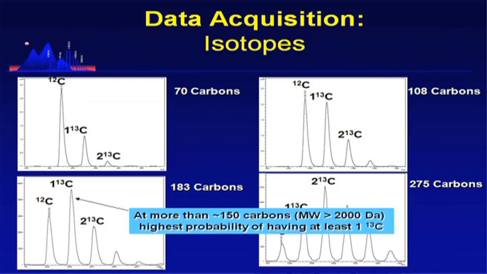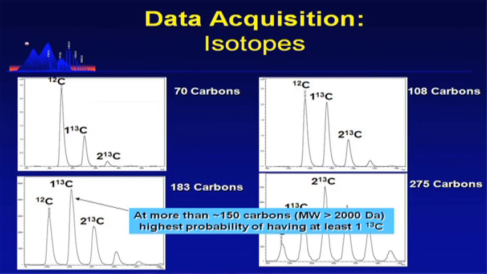As we start increasing the number of carbons, at some point we get to a level, and this is around 150 carbons or more than 2,000 Daltons in molecular weight, where all of a sudden now it's more likely that at least one of your carbons will be C13 than none. Okay, so the probability that at least one of them is C13 is greater than the probability of none of them being C13. And so your pattern starts to shift. So now your single C13 peak is the largest, but this is still the mass that we care about. That's still the monoisotopic mass.